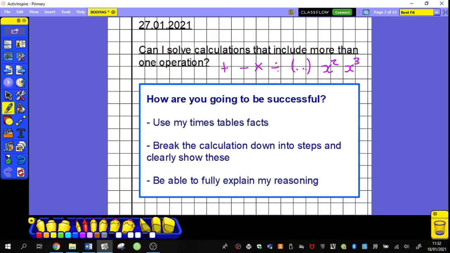So how we're going to be successful, you're going to be using your times table facts again, and division facts, breaking down the calculation into steps and clearly showing these. Yesterday we looked at how I want to see workings done underneath, and if there were more than one step, then I would want to see more than one layer to your working. And you're going to be able to explain your reasoning.